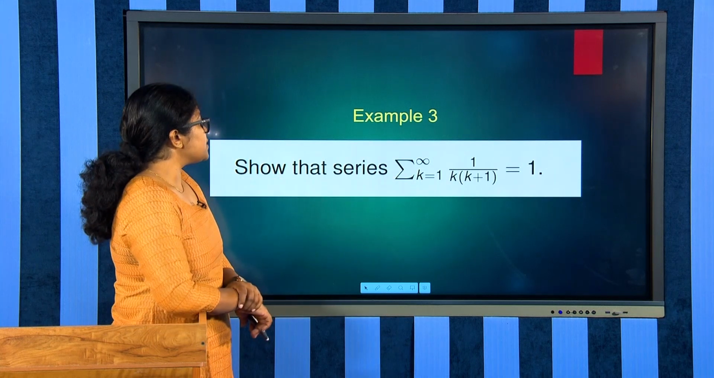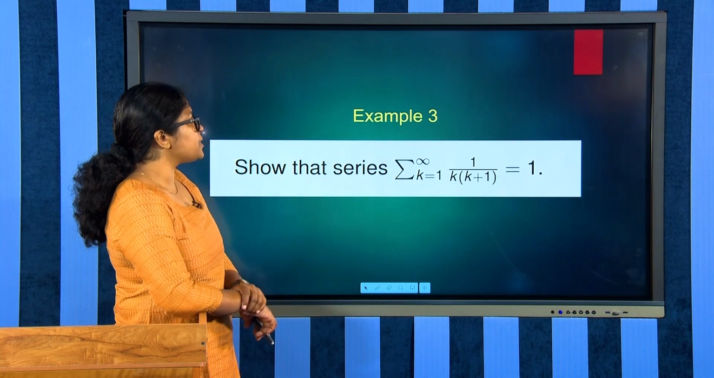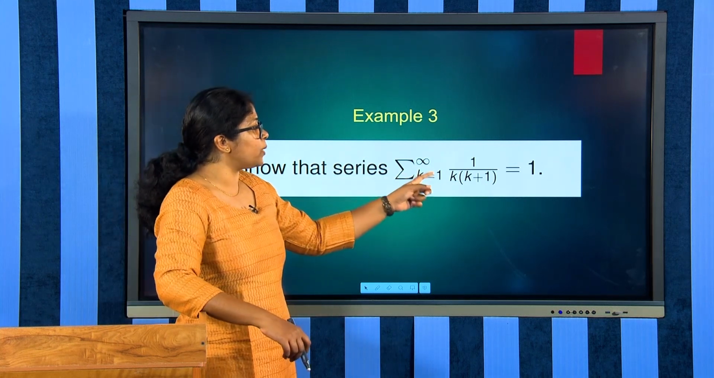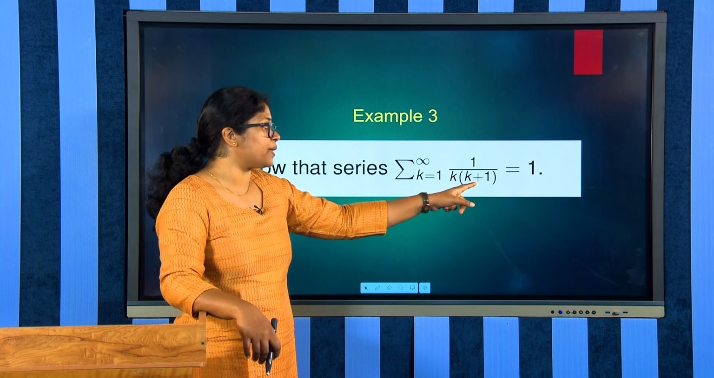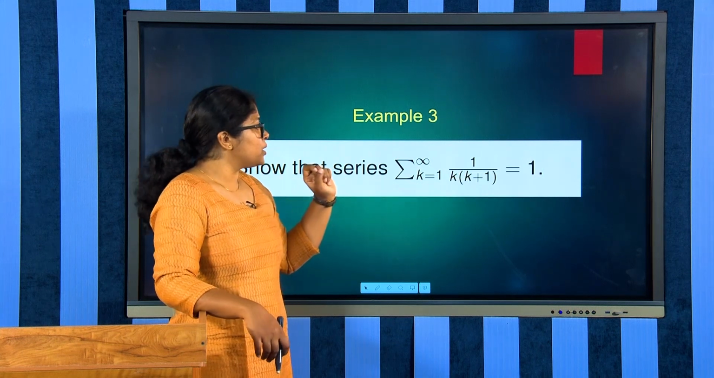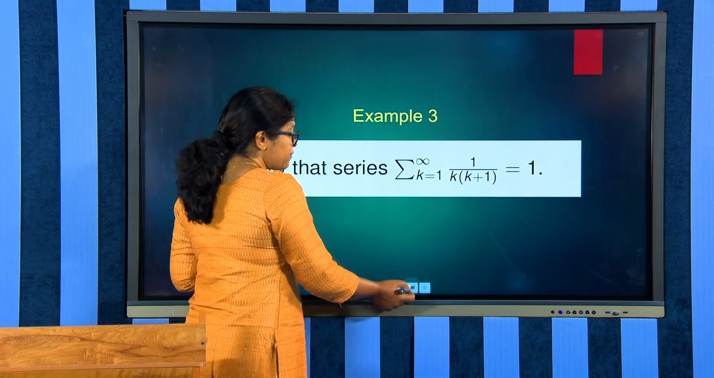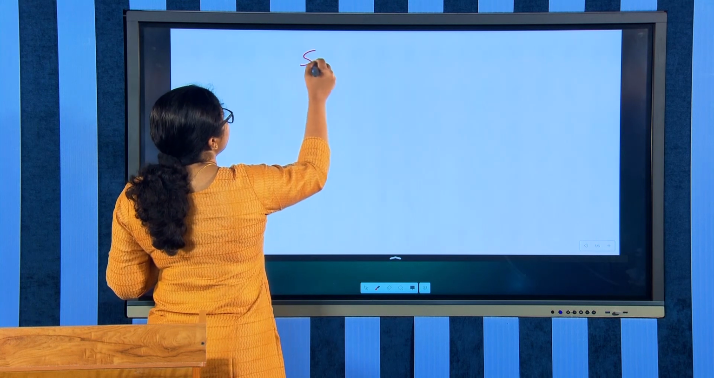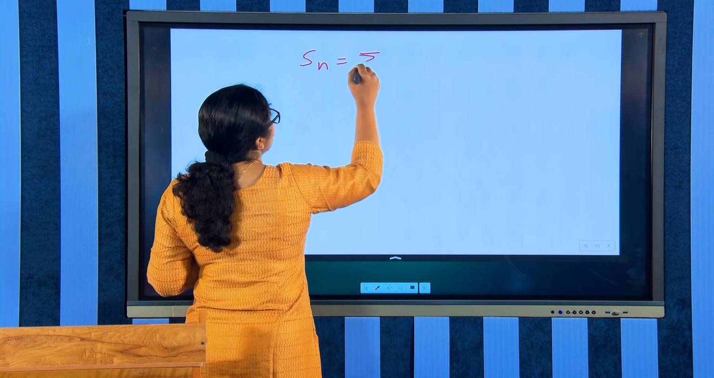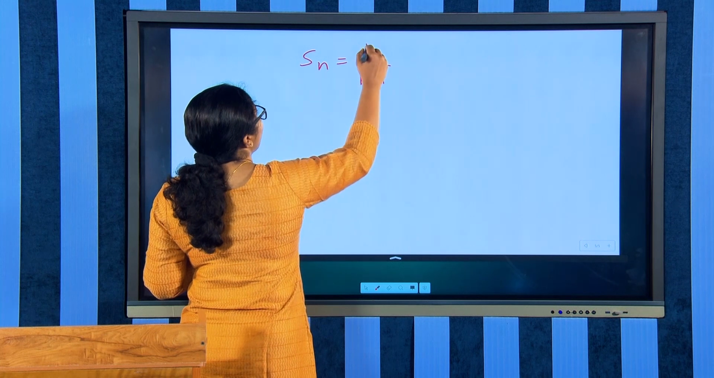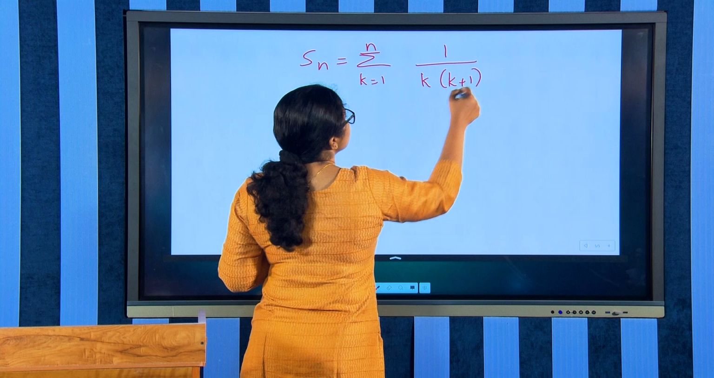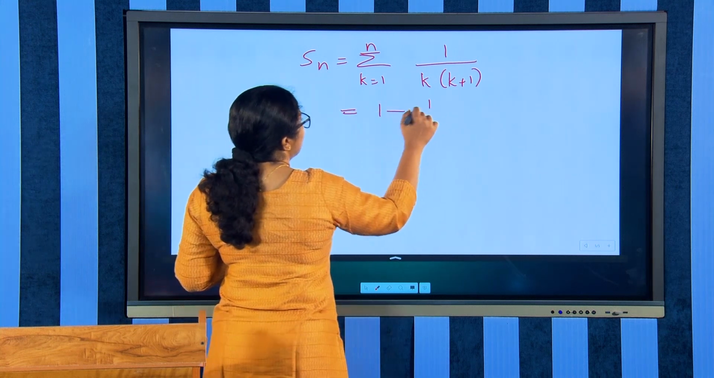Now the next question is also a series. Show that the series sigma k equal to 1 to infinity 1 upon k into k plus 1 is equal to 1. So this also we have seen in the previous class, it is a telescopic series, and so when you take the summation of n terms, Sn equal to summation k equal to 1 to n 1 upon k into k plus 1, we have seen that this is equal to 1 minus 1 by n.